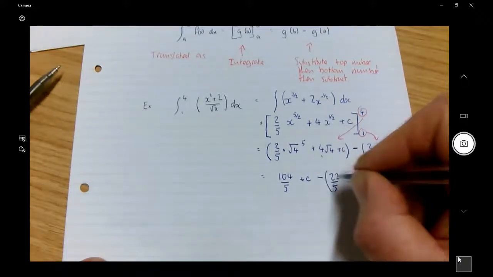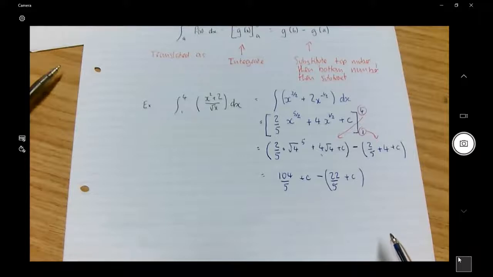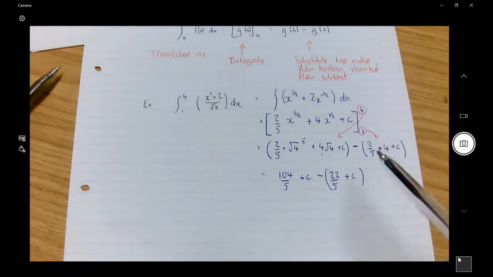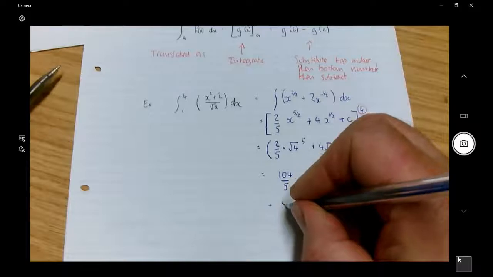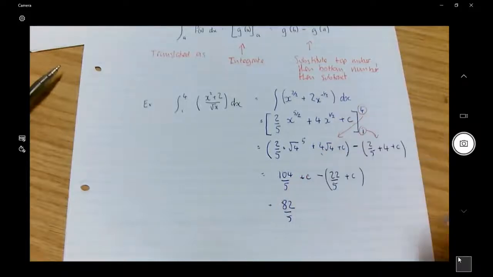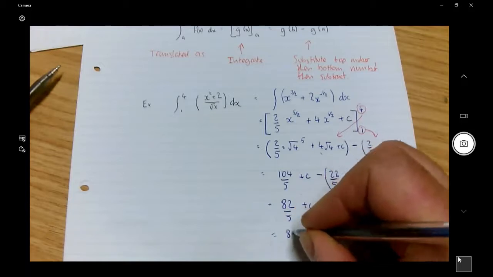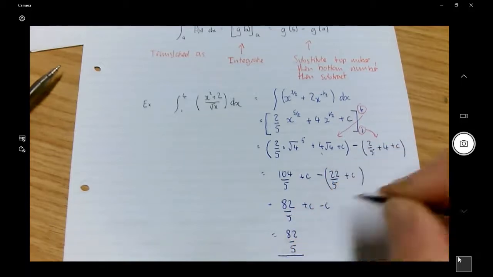plus c. Now you will notice that the plus c and minus c, the c will always disappear. So you'll in fact get 82 over 5 plus c minus c, which comes out at 82/5.